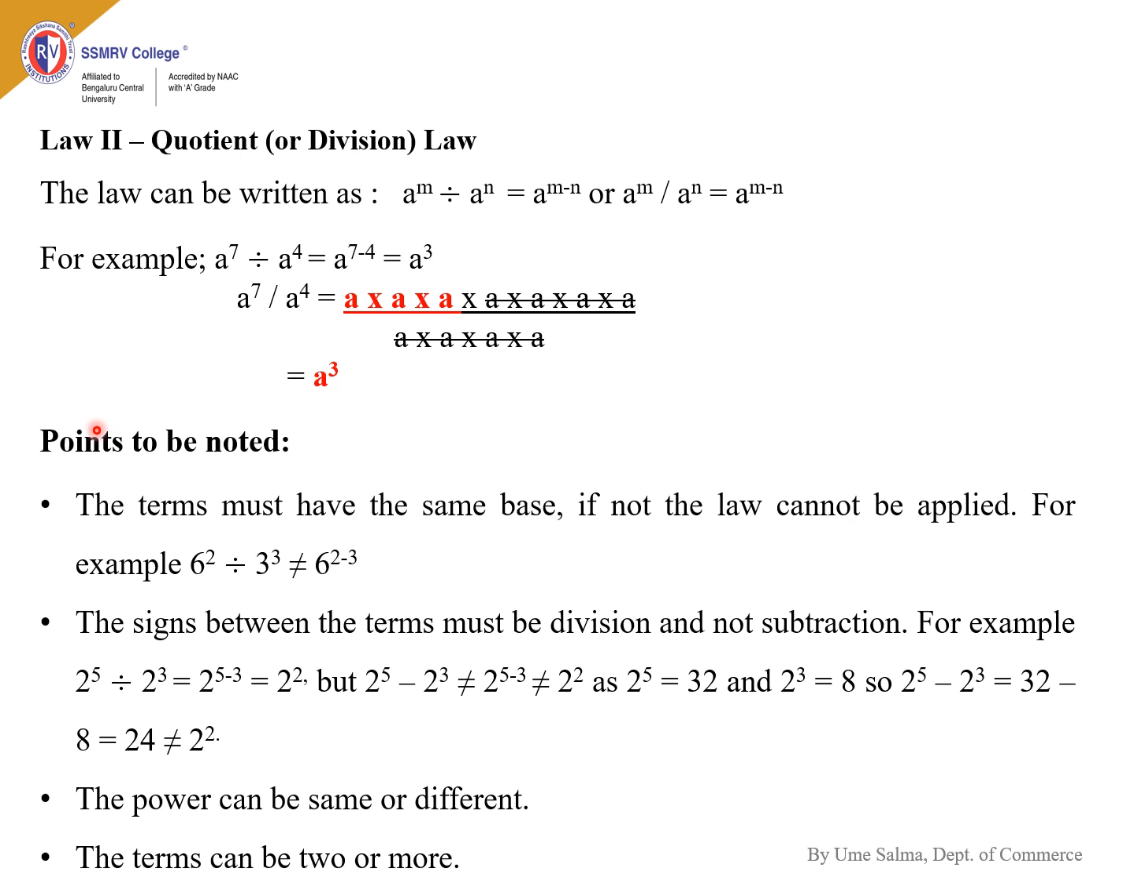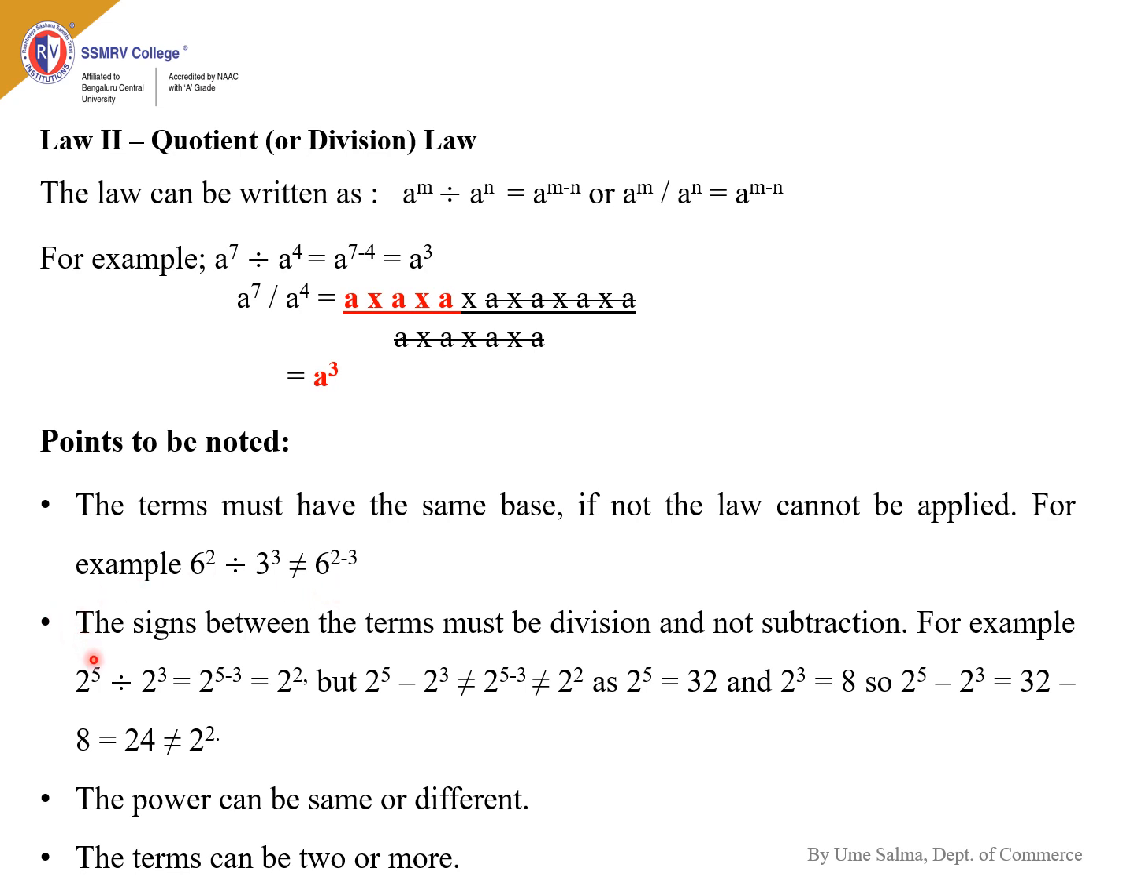Now let us look at a few points which have to be noted. It is very similar to the previous law. The terms must have the same base. If not, the law cannot be applied. For example, in the previous example we had the bases a and a. Both the terms had the same base, so the law was applicable. But in this particular example we have taken 6 to the power 2 divided by 3 to the power 3. Here the bases are different, so this particular law is not applicable.